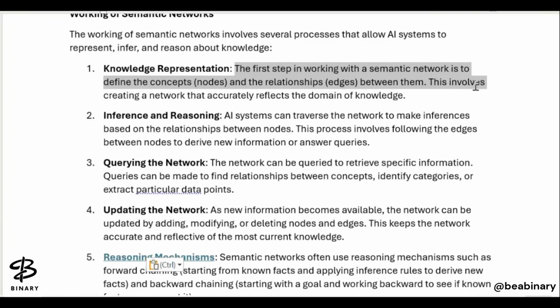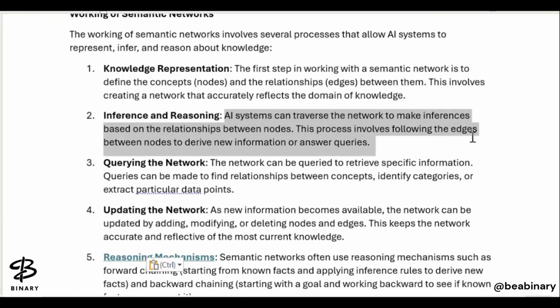First, the knowledge will be represented in terms of meaning, in terms of concepts, in terms of the relationships between them. This involves creating a network that accurately reflects the particular domain knowledge. Then the inference and the reasoning will be performed. Now the AI system can traverse the network to make inferences based on the existing relationships that are present on the nodes. This process involves following the edges between the nodes to derive new relationships, new information, or new answers to queries here.